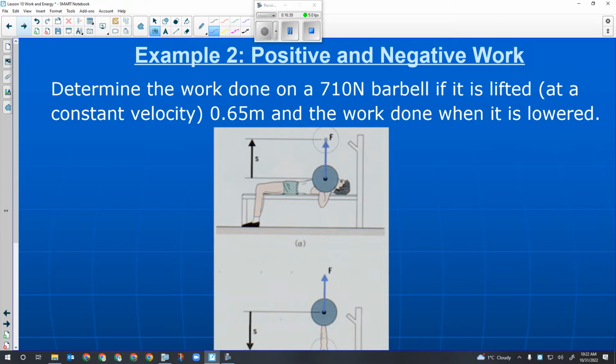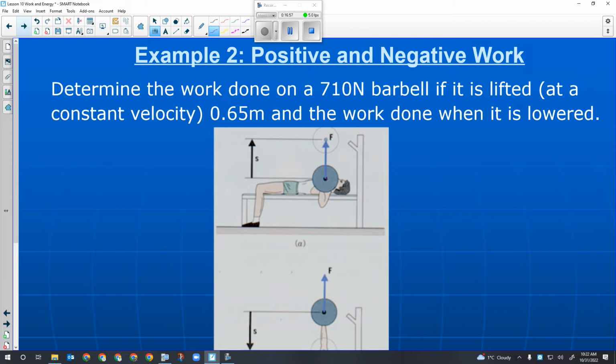Okay? So, would it be pretty easy to calculate how much work would be required to lift the barbell? Yeah, okay? It's 710 newtons. That's the force of gravity. That's its weight. If I want to move it at a constant velocity, how much force do I have to exert?